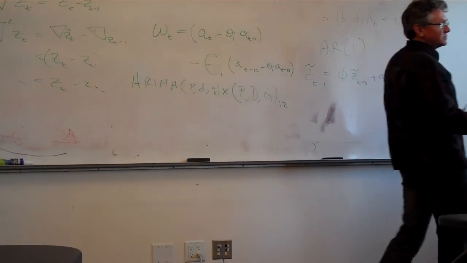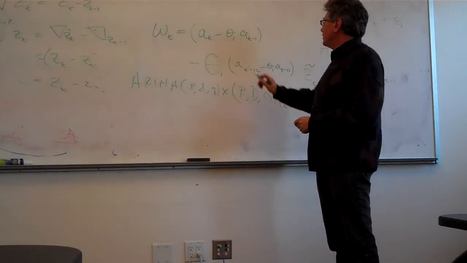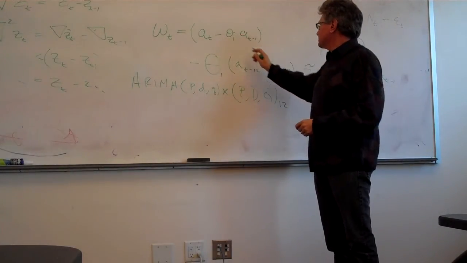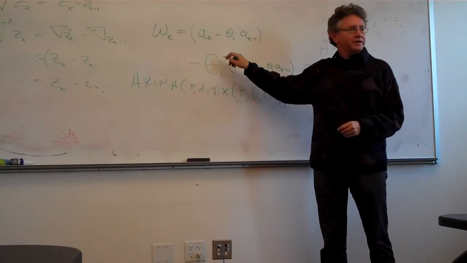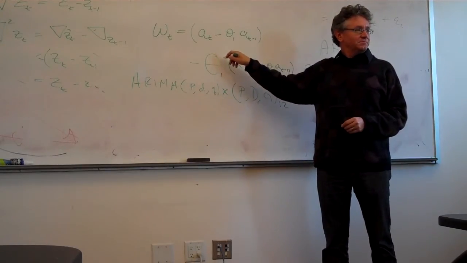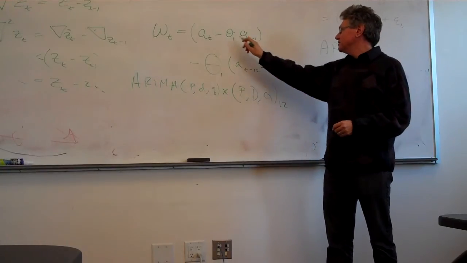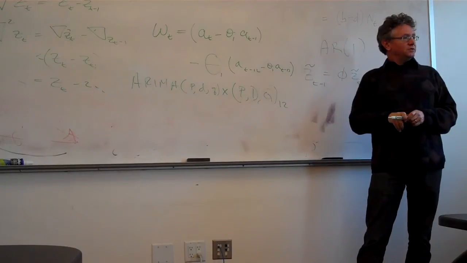You have the same subscript on all of your thetas, but those are actually different thetas. These lowercase thetas are the same, and then this is a capital Theta, which is different. This is the seasonal moving average parameter, and this is the 1-month moving average.